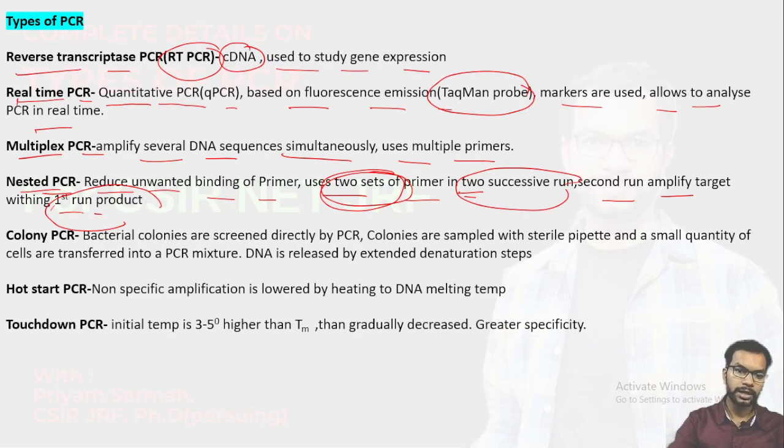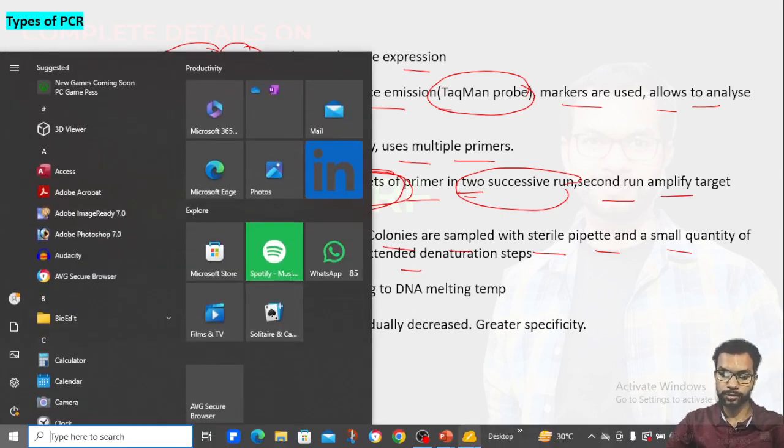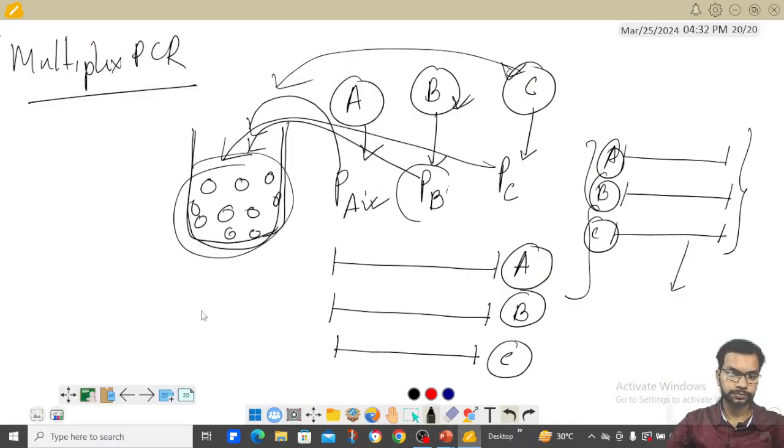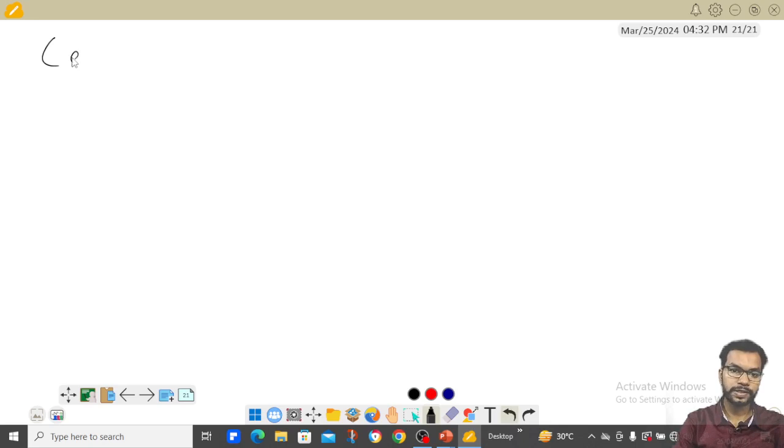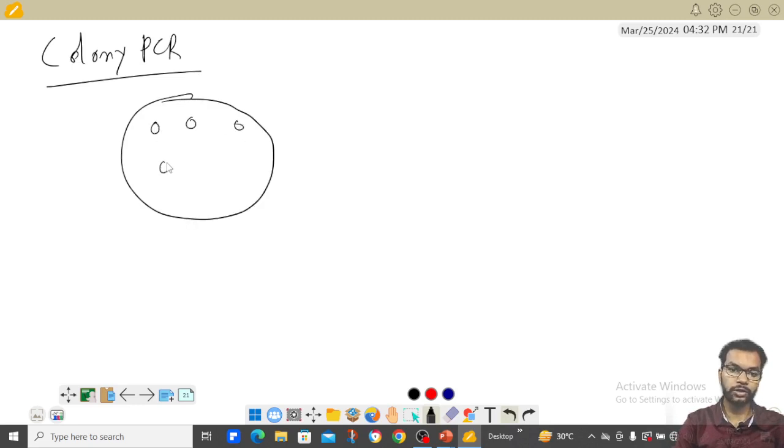Okay. Then colony PCR. Bacterial colonies are screened directly by PCR. Colonies are sampled with a sterile pipette and a small quantity of cells is transferred into the PCR mixture. DNA is released by an extended denaturation step. So let's understand colony PCR on the whiteboard. Suppose this is a nutrient agar plate and here different bacterial colonies have grown like this.